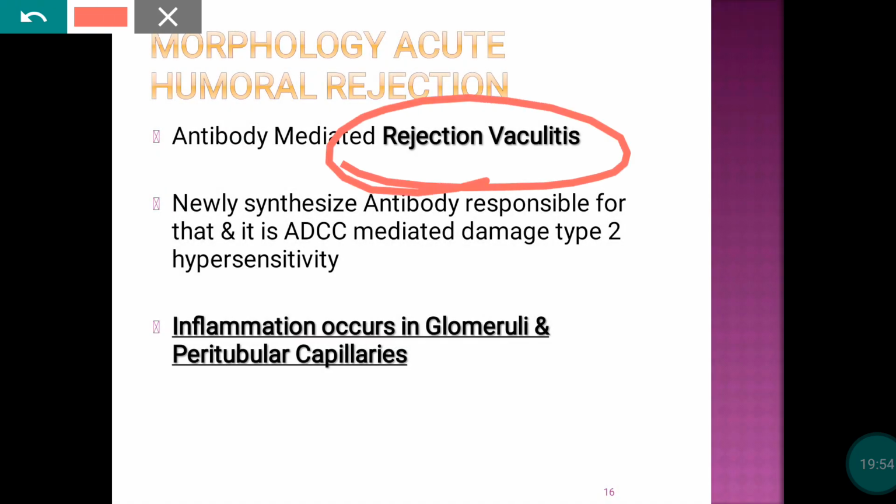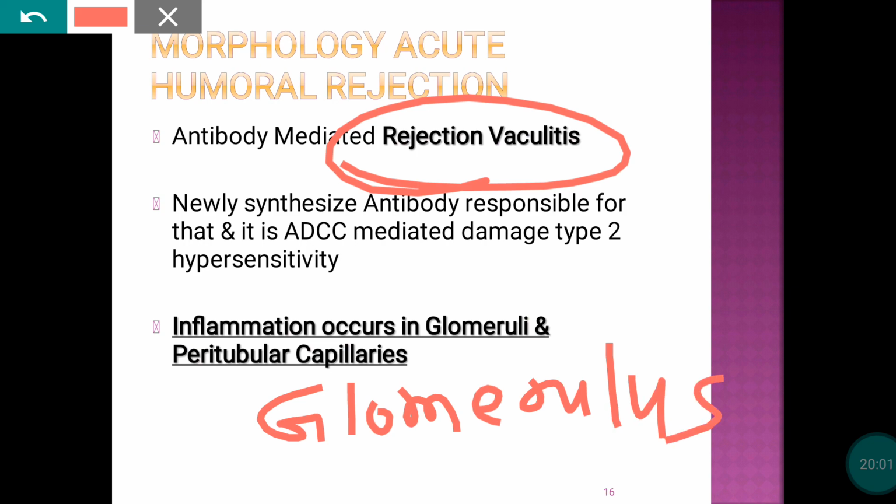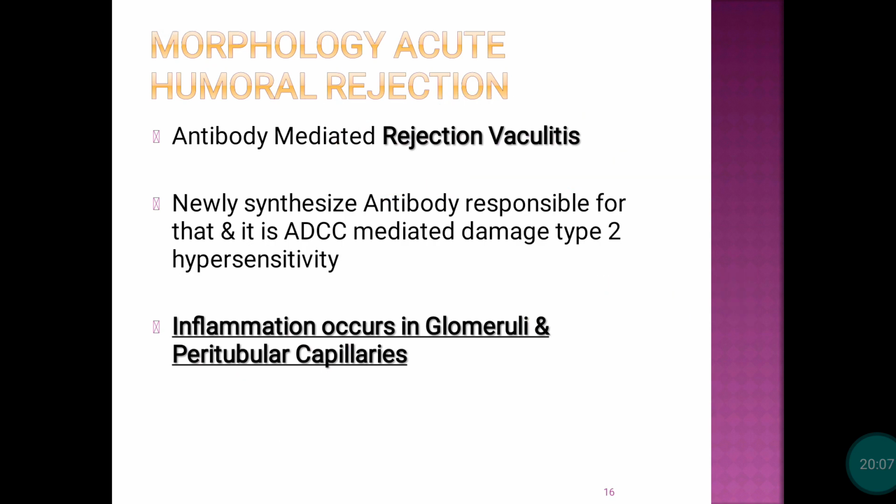Here the inflammation is classically present in the glomerulus and in the peritubular capillaries. It can be asked as an MCQ. So that is the morphology of acute humoral rejection.